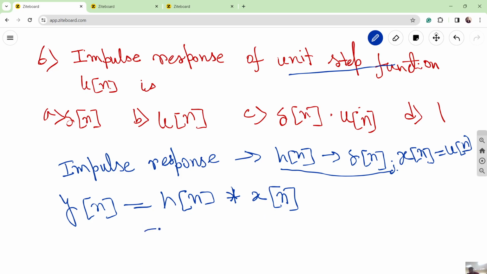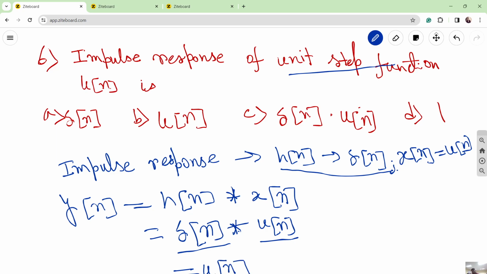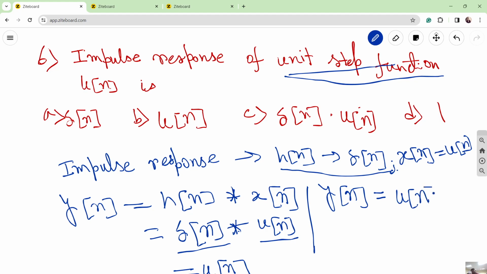So y of n is equal to delta of n convolution u of n. And performing convolution of delta n with any signal u of n just returns the same signal u of n. So it actually returns the same unit step function here. So y of n equal to u of n. So the correct option is option B.